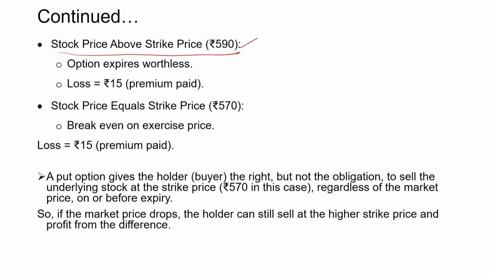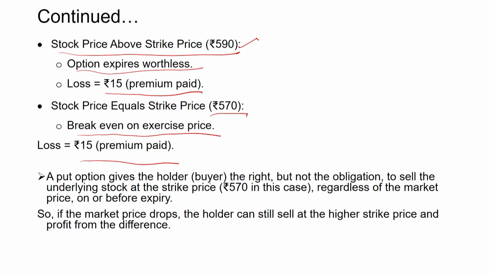Now, suppose it is above the strike price. In such cases, the option will become worthless for the holder of the contract, and the maximum loss to the holder will be the option premium, that is the 15 rupees. Suppose it is equal, that means the strike price and the current market price of the underlying asset are both 570 rupees, then the break-even on the exercise price will be there. Again, the maximum loss will be the option premium paid by the holder of the contract.